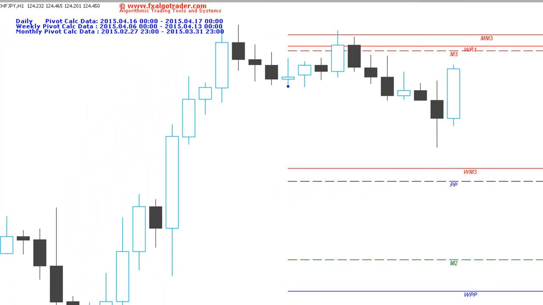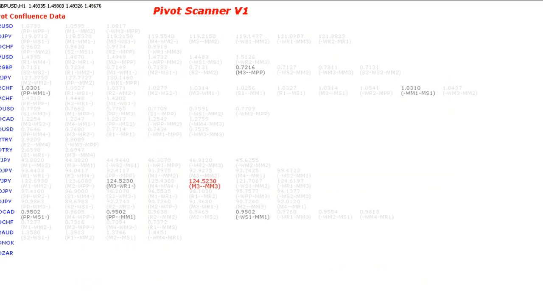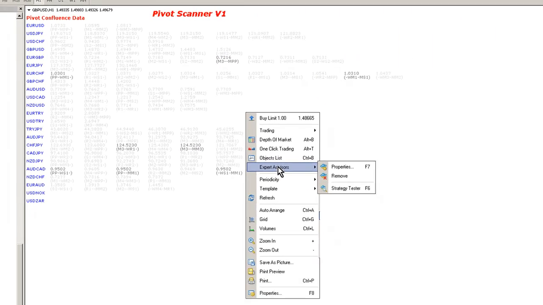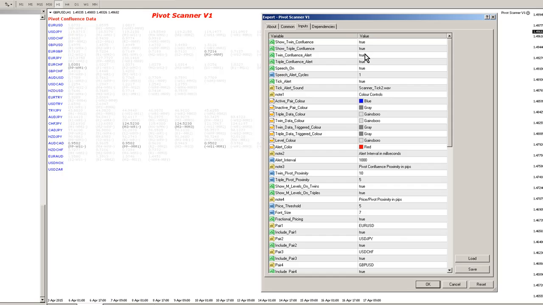So the pivot scanner is really useful for identifying potential turning points in the market. And the new changes to it have significantly cut down the amount of speech-based input that the system gives you. You can now hear that this ticking sound just tells you which levels are being hit. The trader has complete control over all the parameters, so you can turn the speech alert system off. You can also control the number of speech alert cycles. At the moment, we just have one cycle, and what that means is that you will only be given one speech-based alert when a pivot confluence is hit.